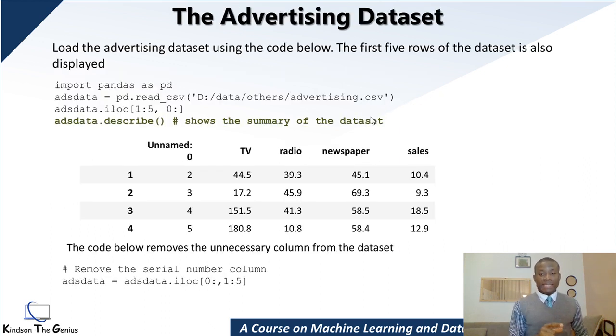Now I'm going to open the dataset, this advertising dataset. If you look at the description box of this video, you can find the link to this dataset. Download it, and then put it in your Drive D or in some folder on your computer, and then you'll be able to open it and follow. So at this point, it's time for us to do the practical.